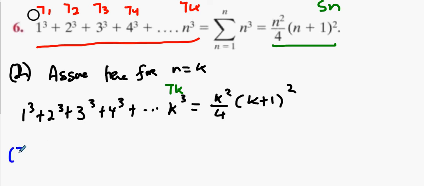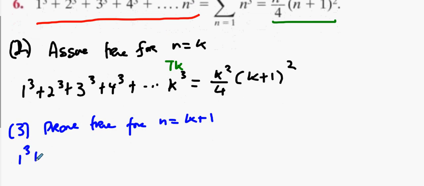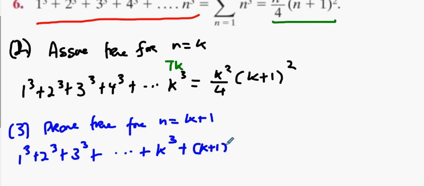Part 3. Prove true for n equals k plus 1. Alright lads, 1 cubed plus 2 cubed plus 3 cubed. Gonna run out of space, so I'm just gonna go straight into TK cubed. Now what's TK plus 1? What do we replace k with? Replace k with k plus 1.